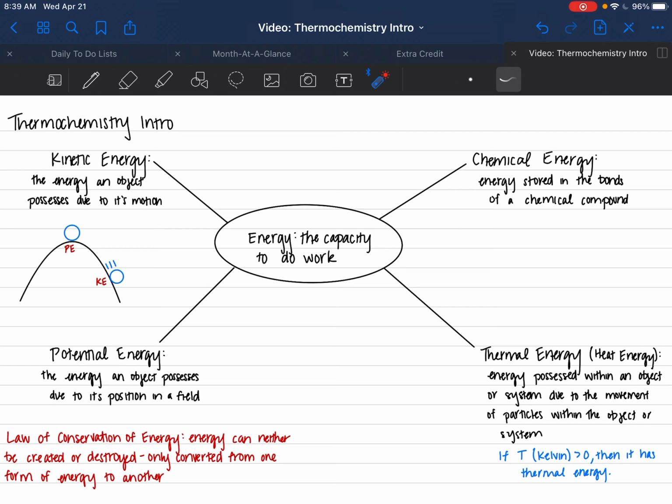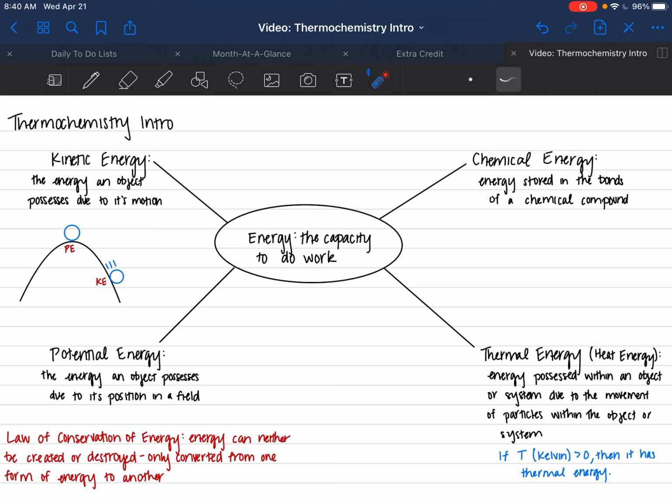And there's several different kinds of energy. On the left-hand side, these are ones that you've dealt with endlessly through all of your years of education, but I just want to remind you of them. First, you have kinetic energy. That is the energy an object possesses simply due to its motion. The potential energy, that's the energy an object possesses due to its position in a field.